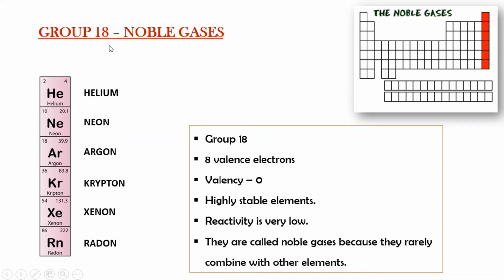Elements in group 18 are called noble gases. They have 8 valence electrons and so valency equal to 0. They are very highly stable elements due to their stable octet electronic configuration. So their reactivity is very low. They are called the noble gases because they rarely combine with other elements. Helium, neon, argon, krypton, xenon and radon are noble gases.